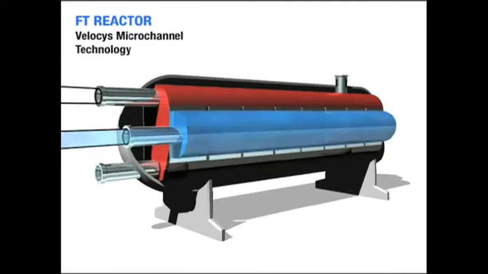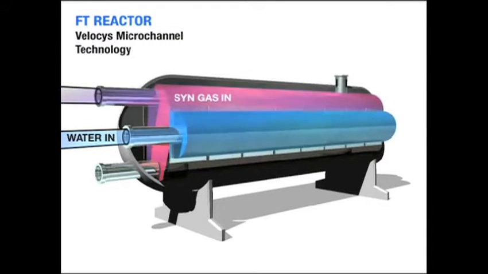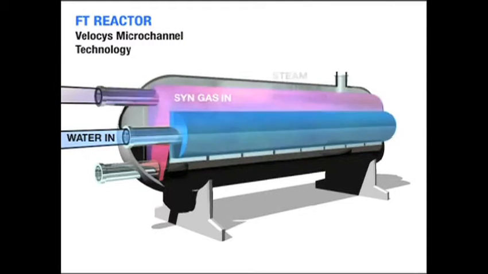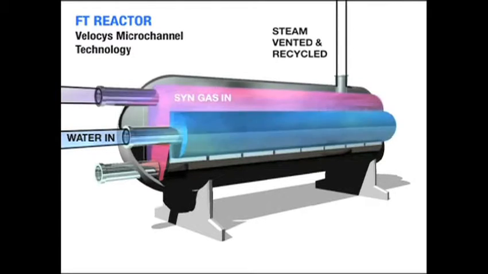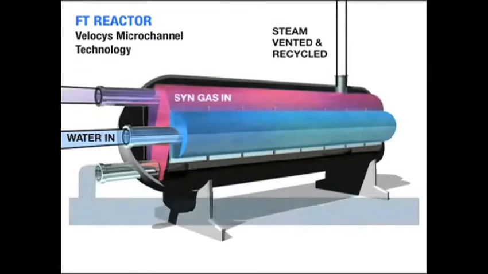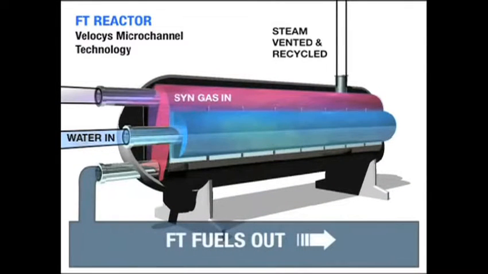Headers pipe in coolant water and synthesis gas and evenly distribute flow to 10 reactors in each assembly. Liquid water flows horizontally into the cross-flow microchannel FT reactors and exits as a two-phase mixture of water and steam. The steam is vented through the top of the assembly. The synthesis gas flows from top to bottom and leaves the reactors as FT products, a synthetic crude containing a mixture of longer-chain hydrocarbons.